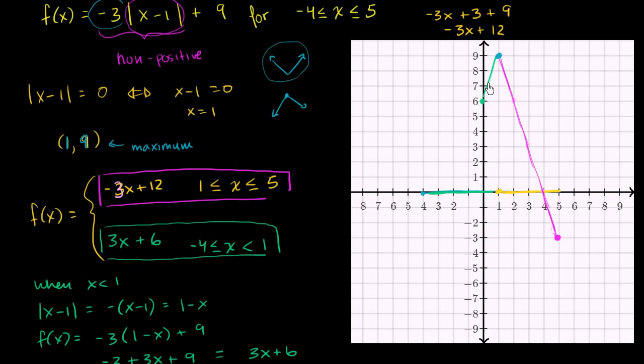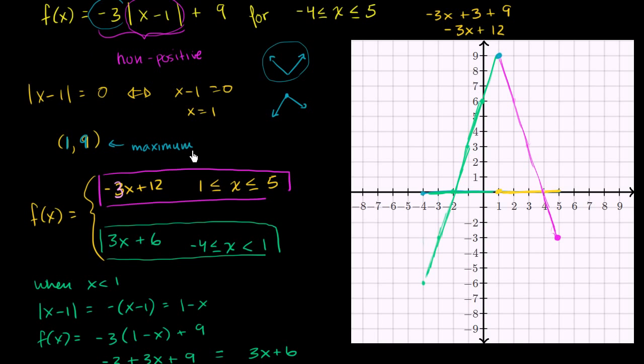When your slope is positive 3, you increase x by 1, you increase y by 3. Or another way of thinking about it, if you decrease x by 1, then you decrease y by 3. So it would look like that. And we are done. We have graphed this absolute value equation.